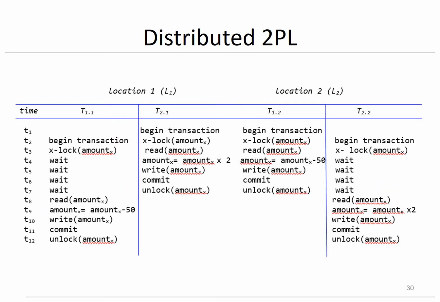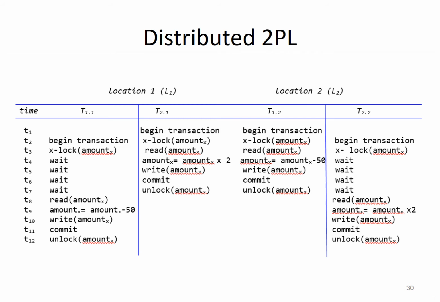This is illustrated here. The example represents a schedule with two global transactions, T1 and T2. Both transactions update the value of the same account X. This value is replicated as it is stored on both the locations L1 and L2. T1 subtracts 50 from the amount on account X using the subtransactions T1.1 in L1 and T1.2 in L2. T2, on the other hand, doubles the amount on account X using the subtransactions T2.1 in L1 and T2.2 in L2. The order in which the operations are executed is important.